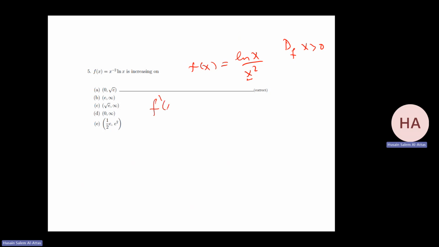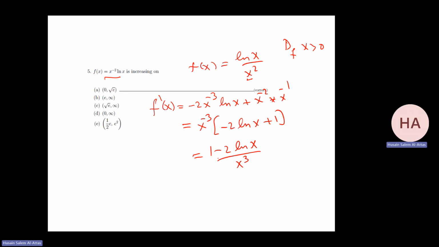So I need to find f prime. Yeah, take it as a power, easier. It will be minus 2 x to the minus 3 ln x, plus x to the minus 2 times the derivative of ln, which is x to the minus 1. So I can take x to the minus 3 as a common factor. I have minus 2 ln x plus 1. Which I can rewrite as 1 minus 2 ln x over x cubed. So this is my f prime. Don't forget the domain from 0. So this will be the border.